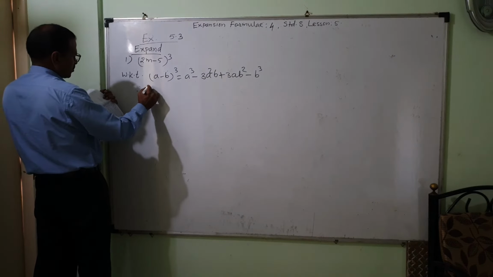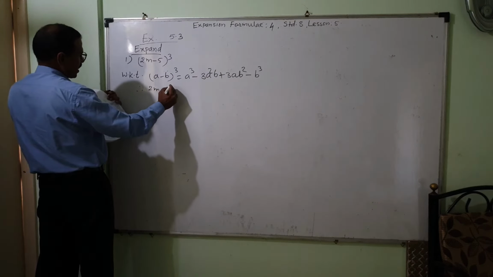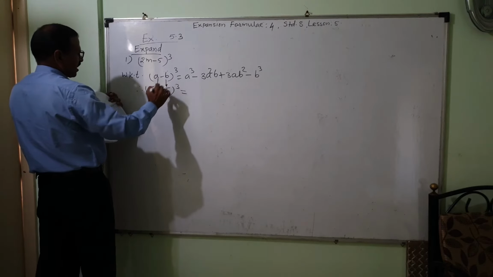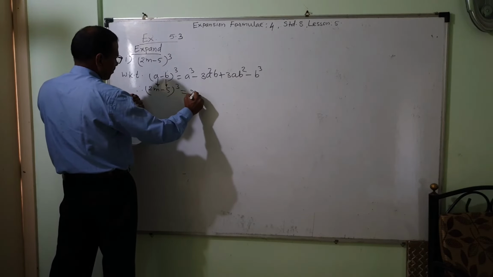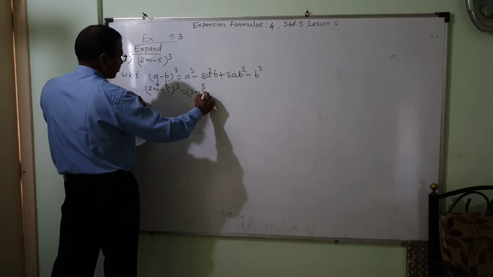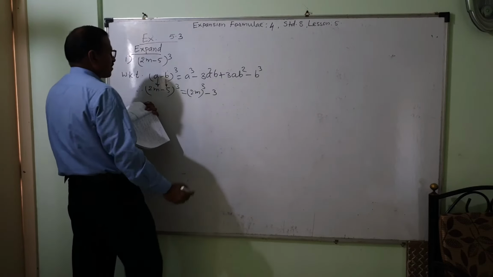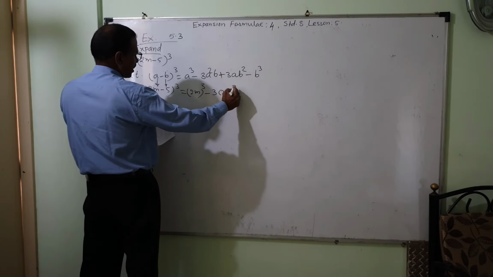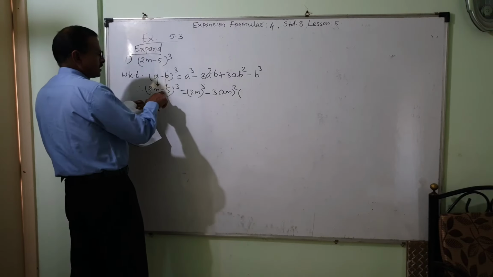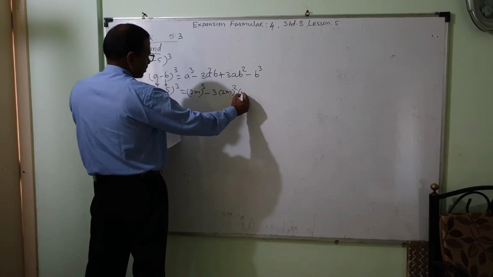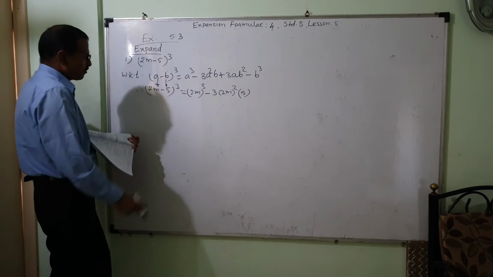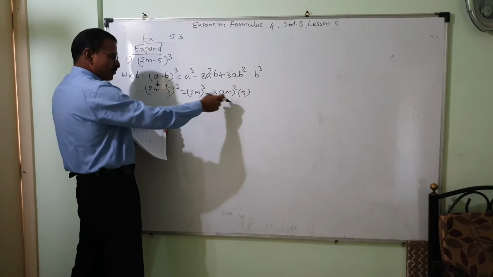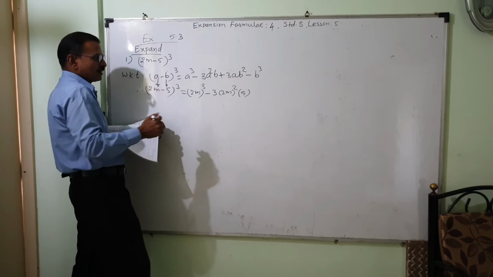Therefore, (2m − 5)³ is equal to, a means 2m and b means 5. So we will put the value: (2m)³ minus 3a². A square means (2m)², into b. B is 5. Don't write minus 5 here. This minus we have taken care of.